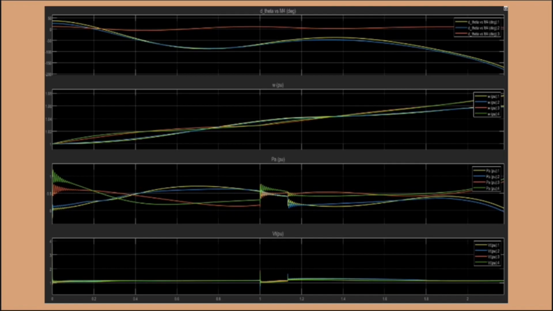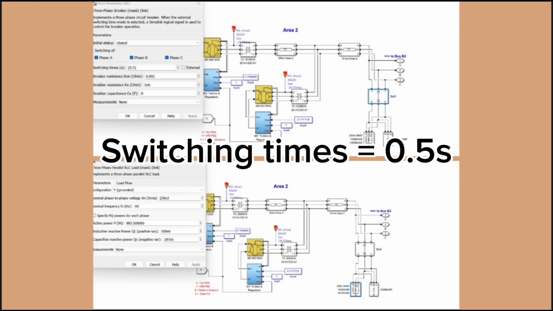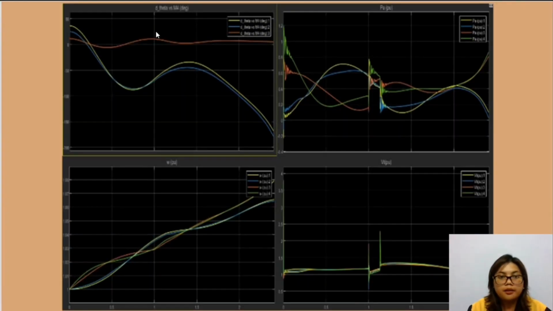The orange switching times: the rotor angle and the power graph show the unstable condition, while the speed and voltage graphs show the stable conditions. In the rotor angle graph, the system is running at the unstable condition. For the rotor speed, it almost reached stability, but it's still in the unstable condition.